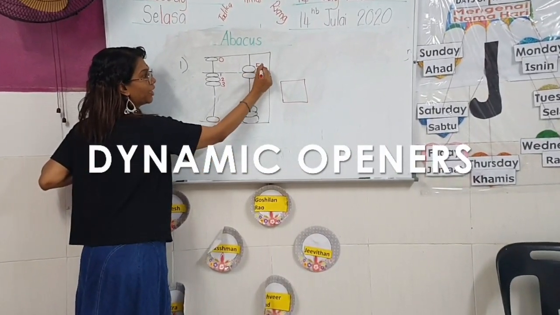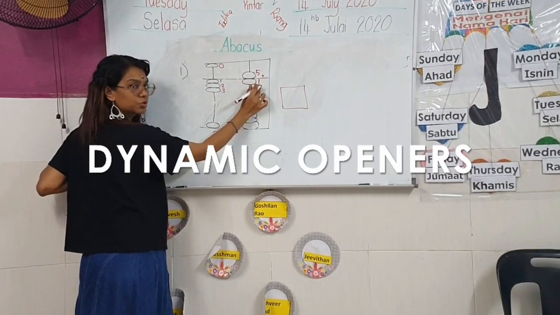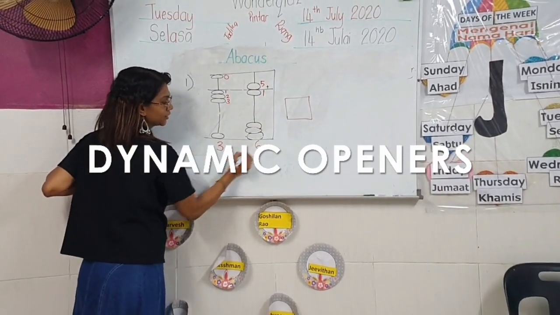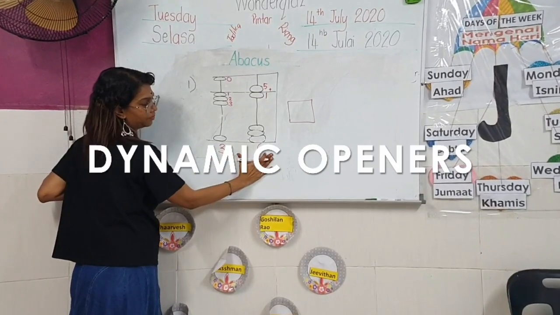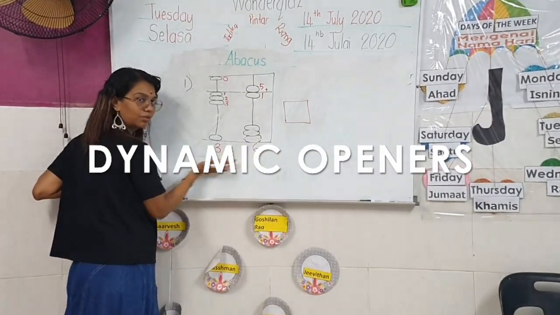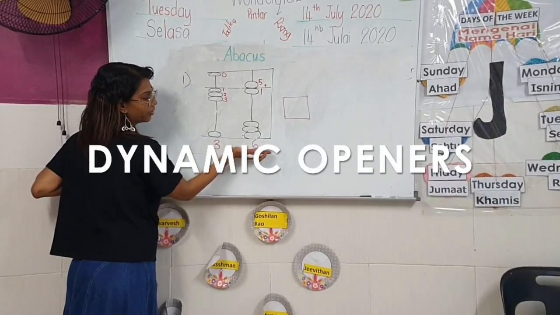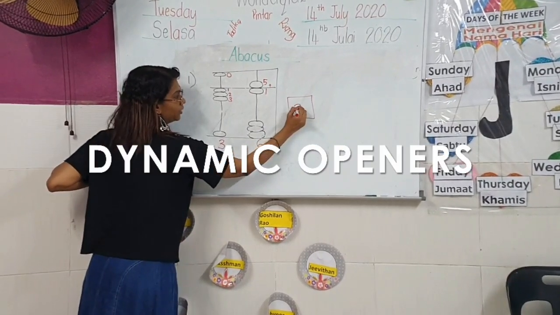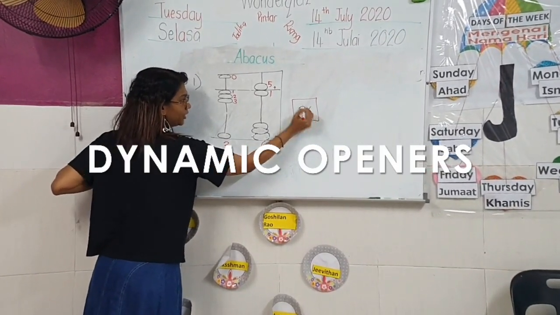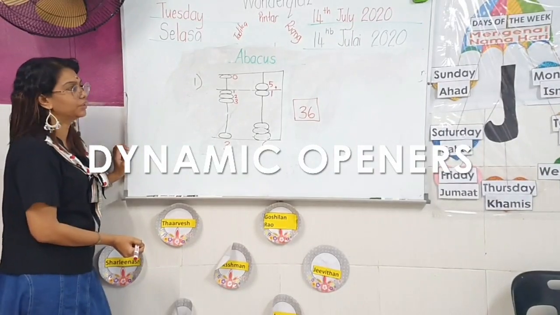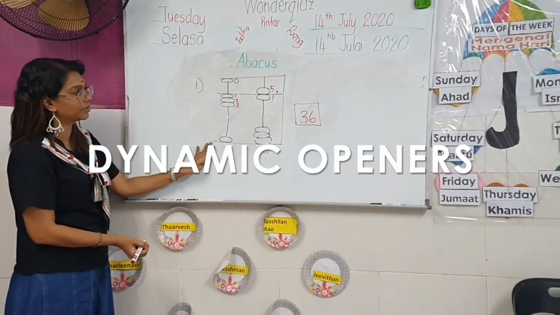So you need to add together 5 plus 1, we get 6. So on the abacus here, we have already counted the beads, so it's already 36. So your answer, you should write here 36. So this is a way to count the abacus.